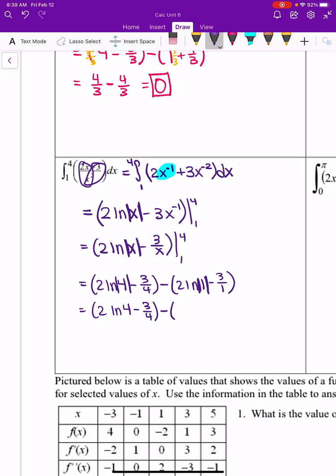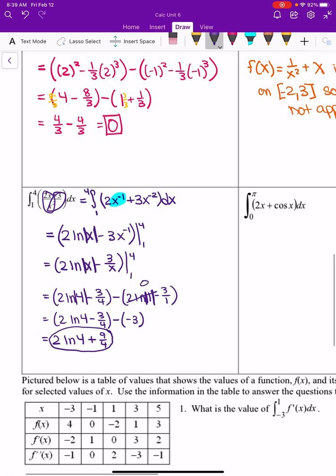All right, the natural log of 1, that's e to what power is 1? So that's 0. So this is 0. So that's just negative 3. So 2 natural log of 4, and then we get negative 3/4 plus 3. That would be a positive 9/4. Okay, you can definitely double check that on the calculator.